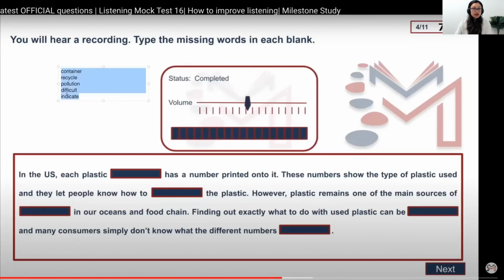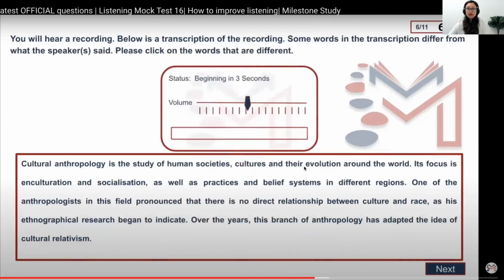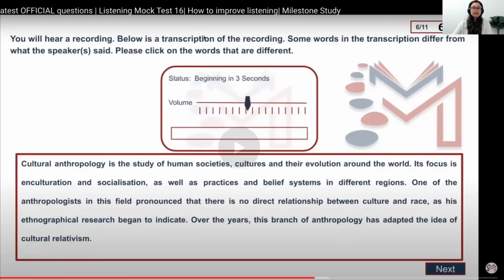Okay. So 1, 2, 3, 4, 5 answers. These are the right answers. Okay, I hope you got it right. Let's go to the next question. Okay, now this one is highlight incorrect words. I have my stamp ready. I'll play the audio and we'll highlight the words.